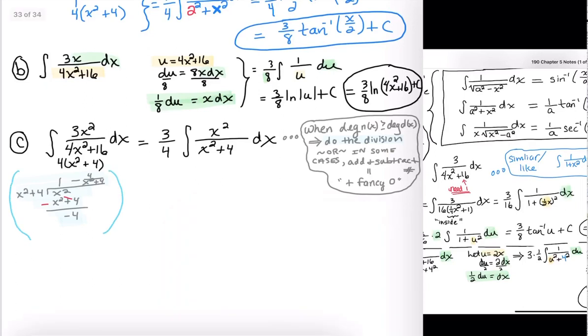Now, what does that mean? We just found out that x squared divided by x squared plus 4 is equal to the quantity 1 minus 4 over x squared plus 4. This will probably be emphasized in Calc 2 as you develop more integration techniques: when the degree of the numerator is greater than or equal to the degree of the denominator, oftentimes you can just do that division, and that gets it into a different form that you can actually integrate.